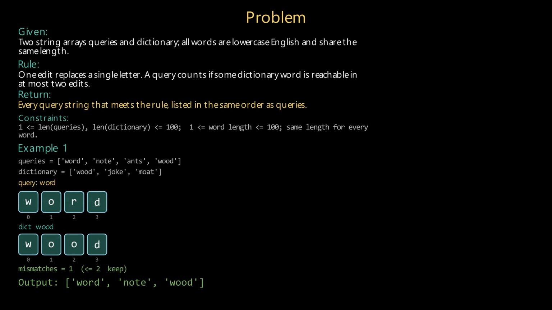Example 1. Compare query word to dictionary word would: letters match at 0, 1, and 3, only index 2 differs, so one edit is enough. Compare note to joke, two positions differ, still within the limit of two edits. For ants against wood, more than two positions disagree, so ants does not qualify. Finally, would matches would with 0 edits. Output lists word, note, and would in query order.